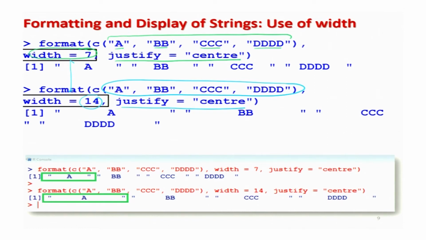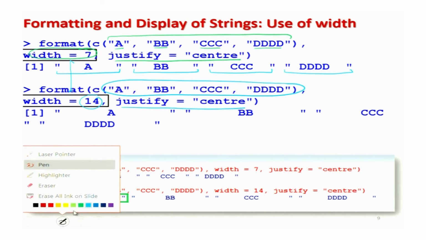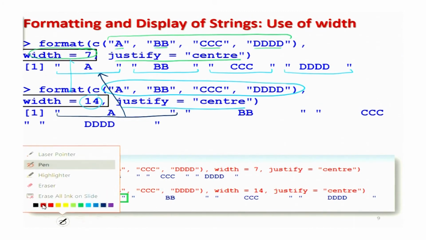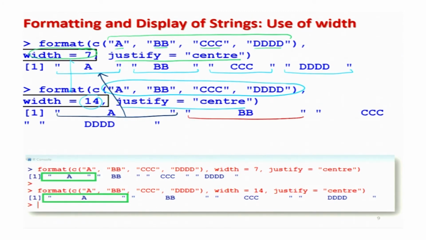So, if you try to see here how many values are inside these double quotes, this is the width. If you look at this width in the next outcome, where you take width equal to 14, it is going to look like this. So, if you compare this with this, you can see the difference. Similarly, if you take the second width here, it looks like this, compared to this width.